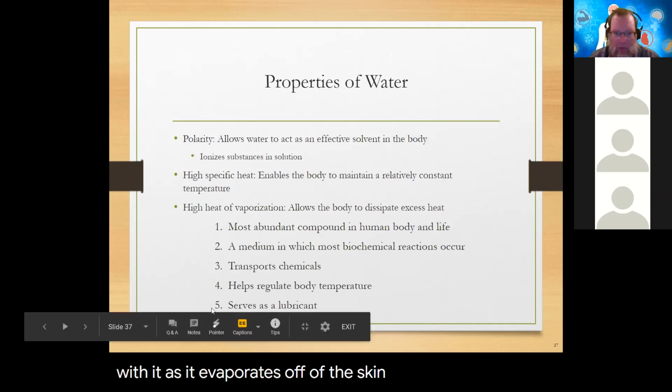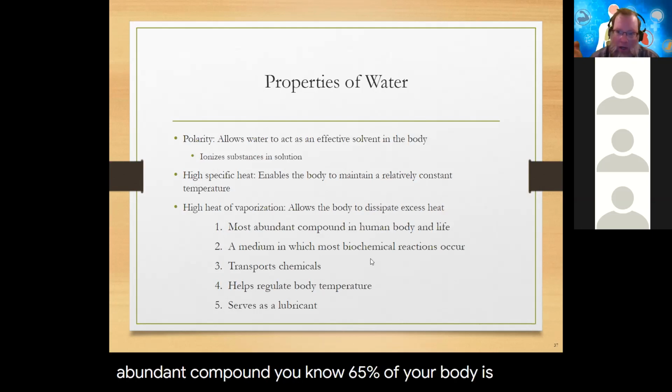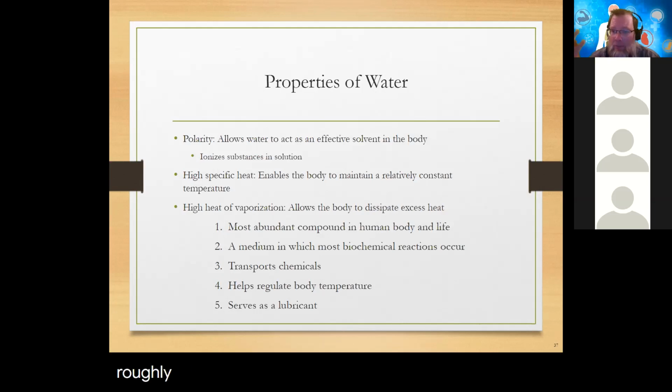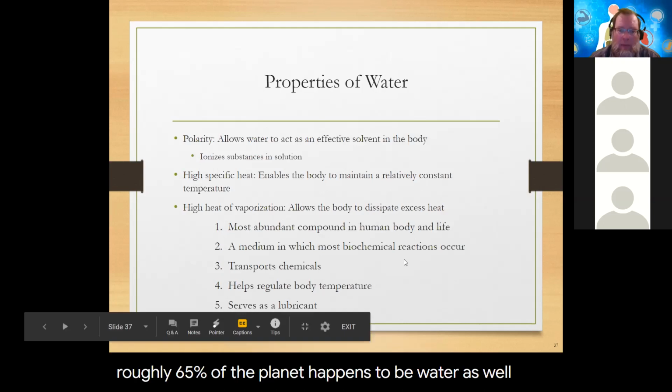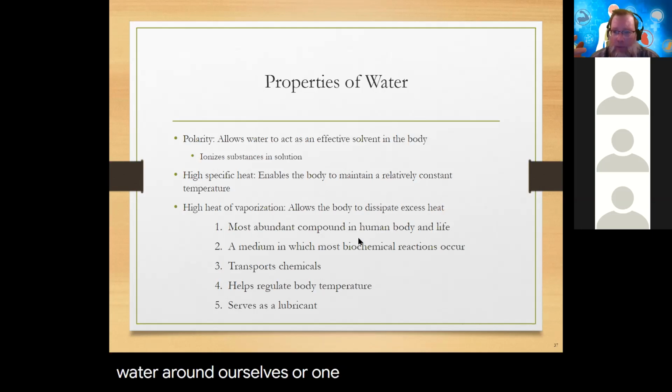A couple I just threw five more on here as well that we see. Most abundant compound, 65% of your body is water. Roughly 65% of the planet happens to be water as well. The insides of our cells are water. Around our cells are water. In fact, the bulk of our body is 65%, about two-thirds of our body is just water. A majority of that water is inside of our cells. So most of the water is what we call intracellular, or inside of your cells. We call it cytoplasm as well.